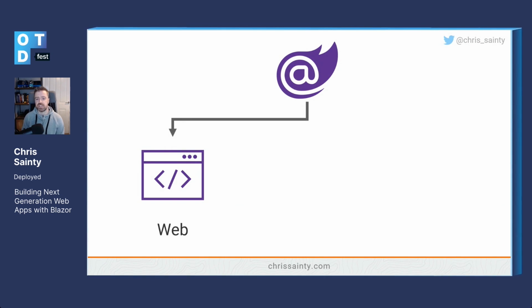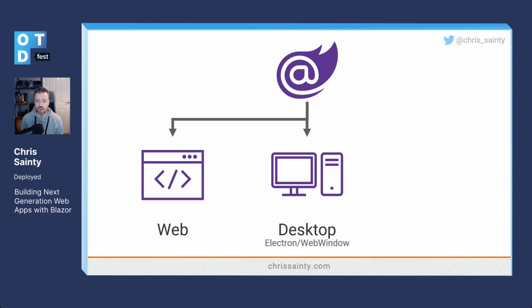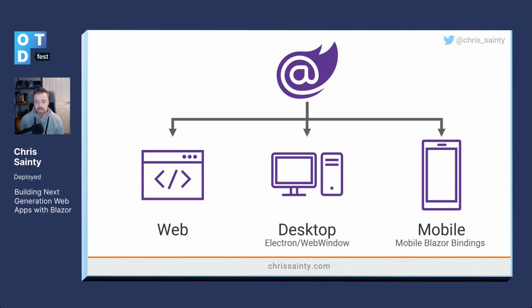But because of this architecture, there's some ongoing experiments with Blazor. So firstly, there's an experiment to see Blazor working on a desktop environment, and that originally was using Electron. But since then, there's been another version of this where Steve Sanderson created a new technology called Web Window, which is essentially Electron on a diet, and Blazor also works there. And then there's also mobile Blazor bindings, which is an experiment to see Blazor working to create native mobile UI. And this sits on top of Xamarin Forms technology.